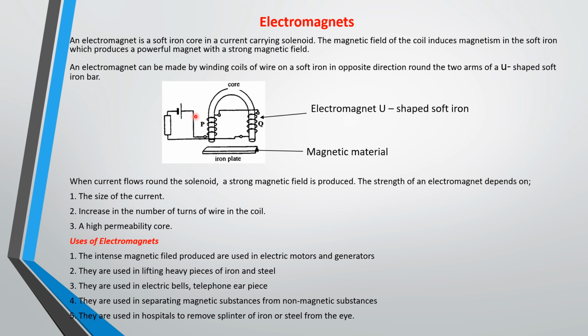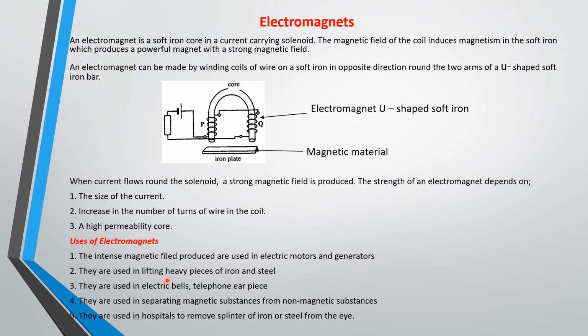Then the uses of the electromagnet. One of them is that the intense magnetic field produced is used in electric motors and generators. If you check your generator motors, you see that the rotating motor is made up of electromagnets.